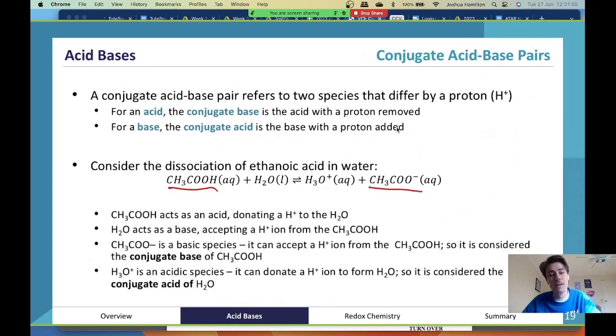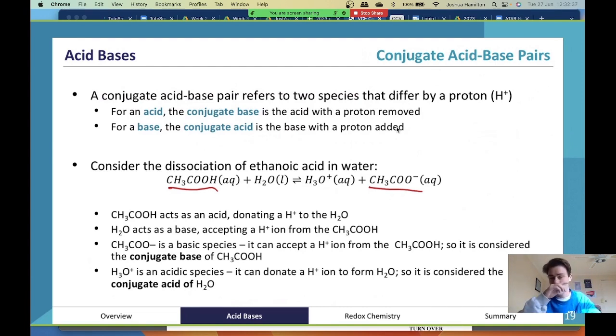As you'll see, ethanoic acid acts as an acid, and it donates its H plus to the H2O. The H2O acts as a base, even though it's sort of a neutralizer, but it's acting as a base here because it's got a much higher pH. It accepts the H plus from the CH3COOH. Therefore, we have this new molecule, which is a basic species. It can accept a H plus, so it's considered a conjugate base. H3O plus is an acidic species. It can donate the H plus to form H2O, so it's considered the conjugate acid.